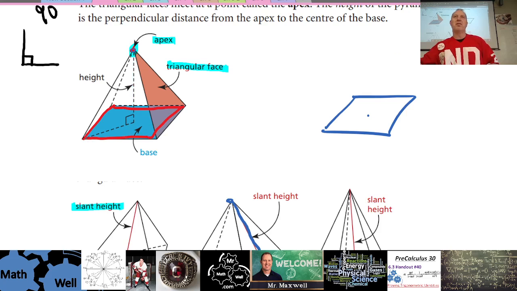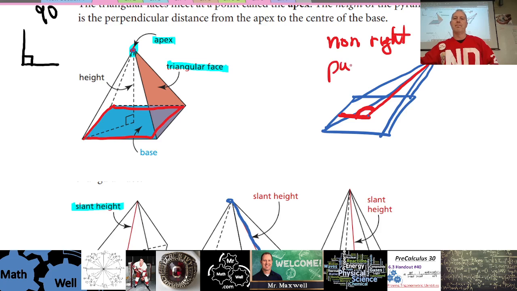This would be an example of a non-right pyramid, okay? This is still a pyramid, but if I put the point not above the center but way over here, and so that we have these kind of angles like this, from the apex to the center, now to any of the edges or to the middle of the edge, or to any of the corners, that is not 90 degrees anymore. See, if that's not 90 degrees, this is a non-right pyramid, okay?